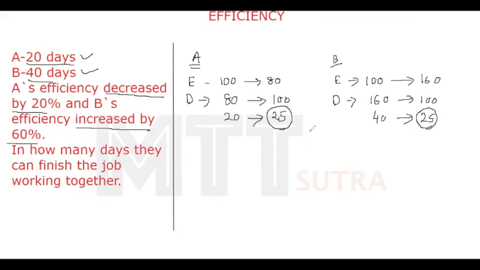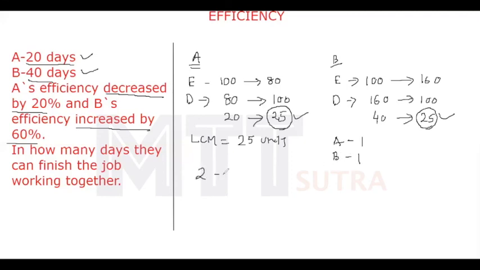So right now, with the changed efficiency, A required 25 days and B required 25 days to do the work individually. Now they are working together. Now again, let me take LCM is 25 units, total amount of work. So in one day, amount of work done by A is 1 unit. A does 1 unit of work in one day. Similarly, B will also do 1 unit of work in one day.